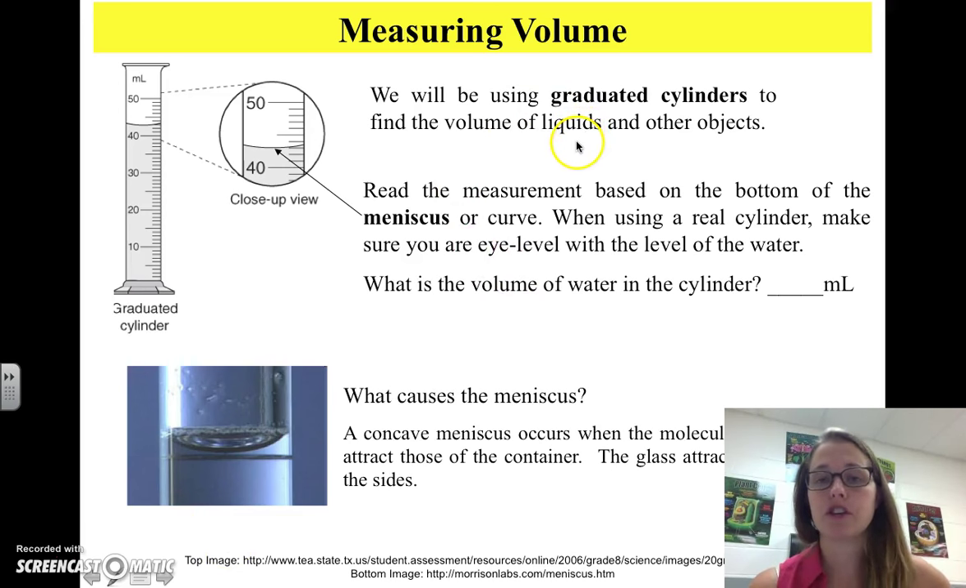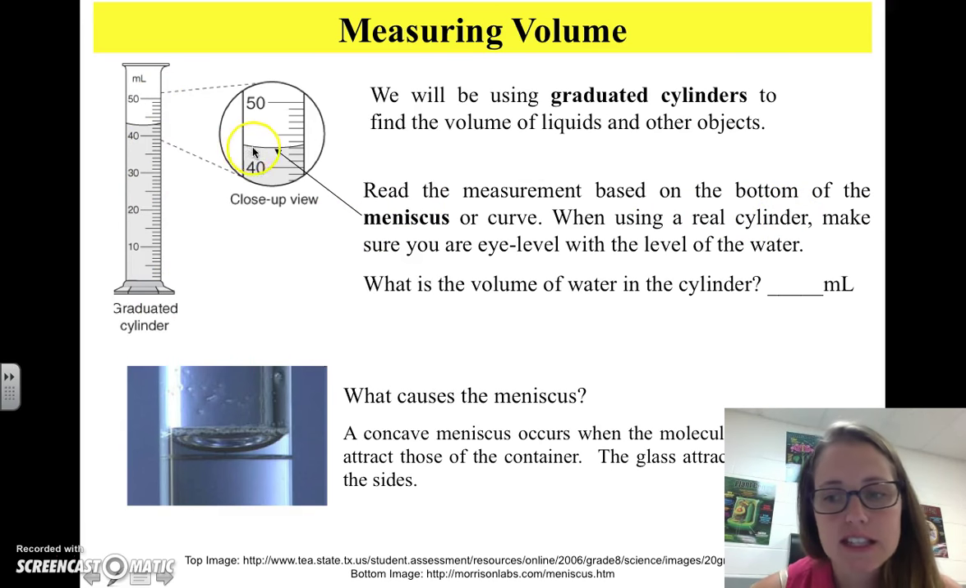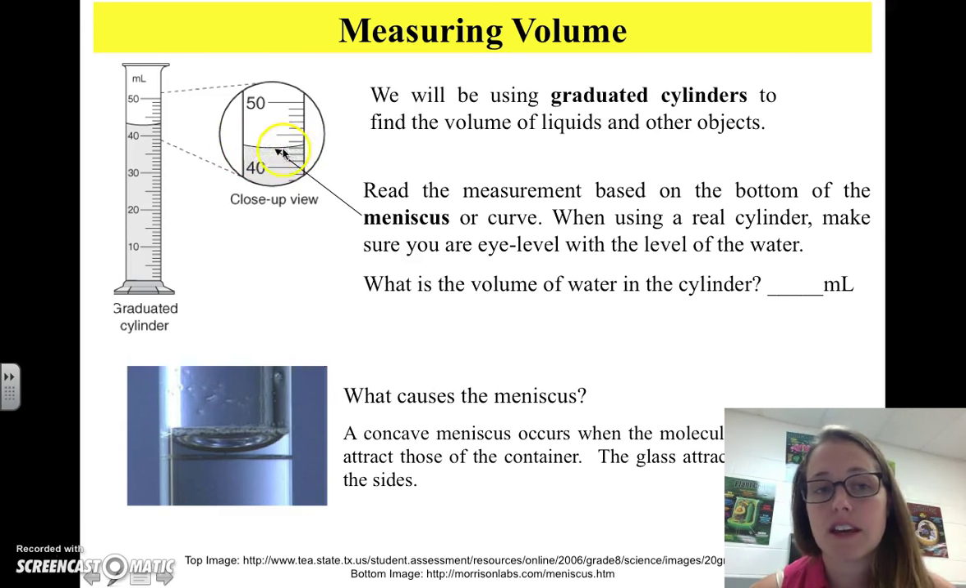Measuring volume. When we measure volume, oftentimes in science we are going to use these tools called graduated cylinders. They look like this. You'll get plenty of practice using them, so if you have not seen one in person, don't worry, you will. When we're doing it, we are going to read the measurement at the bottom of the meniscus. This curved line right here is called a meniscus, and we read at the very bottom of it. So in this case, we would say, okay, 40, that's the closest line underneath it, and then we're going to count up, so 41, 42, and the bottom of the meniscus looks like it's going to be right at 43. So the volume in the cylinder would be 43.